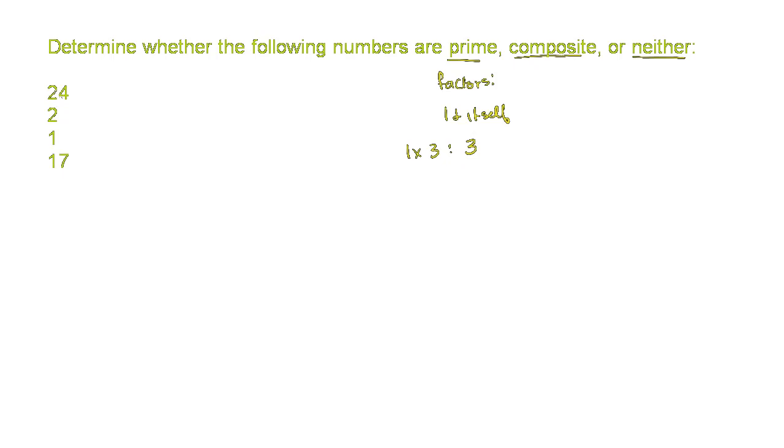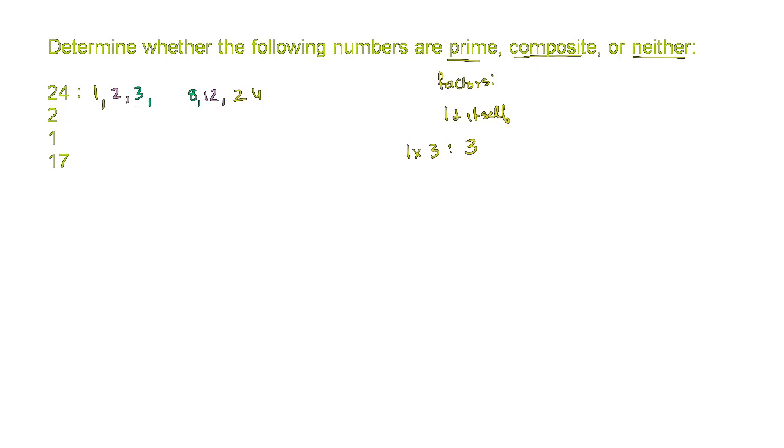Let's think of all of the natural counting numbers that we can actually divide into 24 without having any remainder. We'd consider those the factors. Well, clearly it is divisible by 1 and 24. In fact, 1 times 24 is equal to 24. But it's also divisible by 2. 2 times 12 is 24, so it's also divisible by 12. And it is also divisible by 3. 3 times 8 is also equal to 24.